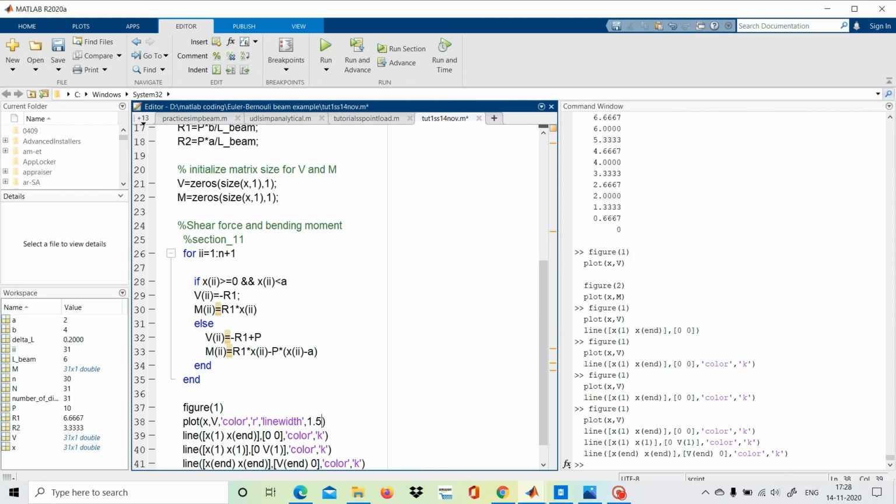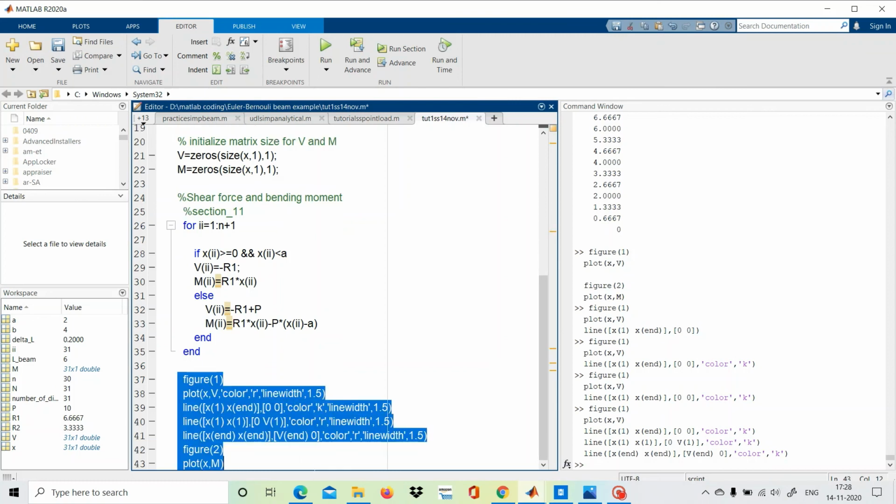Similarly, Control C, Control V, comma, Control V, comma, Control V, and red color, and here also we want red, and here also we want red. So let's now see.